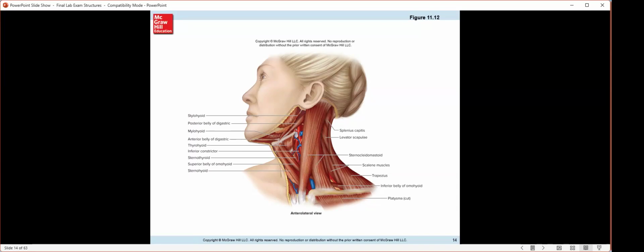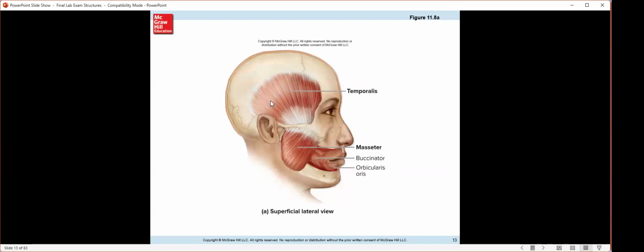And I was trying to see if you have splenius capitis on your list. You do. So a couple in here. You have splenius capitis, which is on the back of the head, back of the neck. And you have temporalis as well on your list right here.